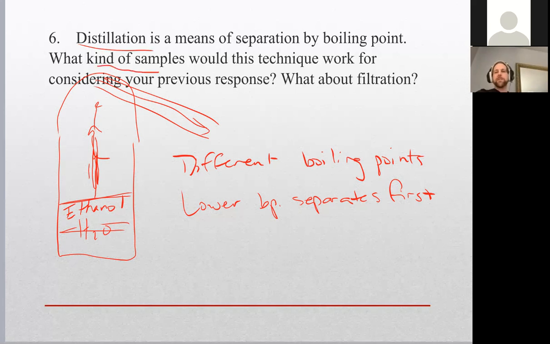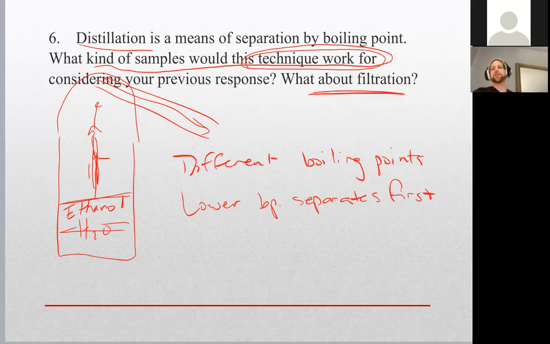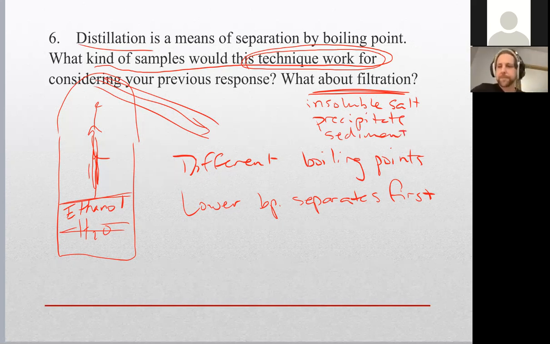So what kind of samples would this work for? Two or more liquids that have different boiling points. Filtration does not work for two different liquids. They're both going to just fall right through the filter paper. You'd have to have some sort of insoluble salt, which is also sometimes referred to as a precipitate or sediment. All these different science words for the same thing. Then you'd use just filter paper. Okay.